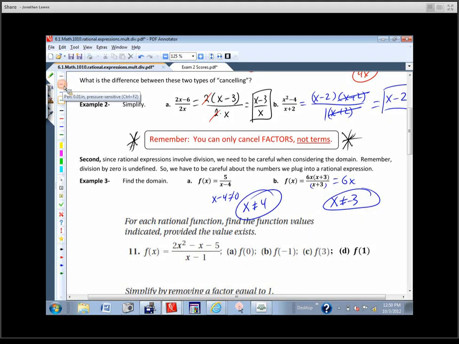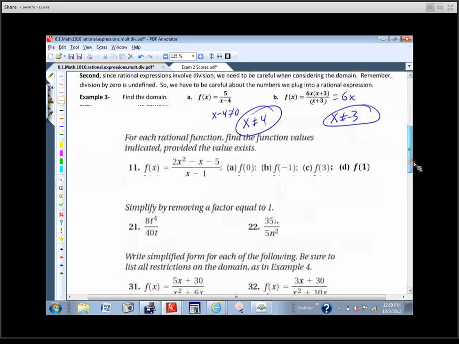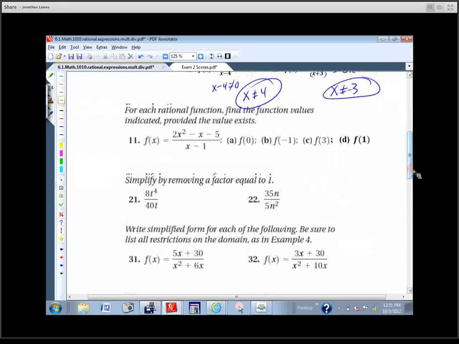Okay, so those are domain things that come up with rational expressions. They come up because rationals involve division, and you can't divide by 0. Okay, good? All right, so you've got some problems like this. We're now ready to do problems like you're going to see on your assignment. It says for each rational function, find the function values indicated, provided the value exists.